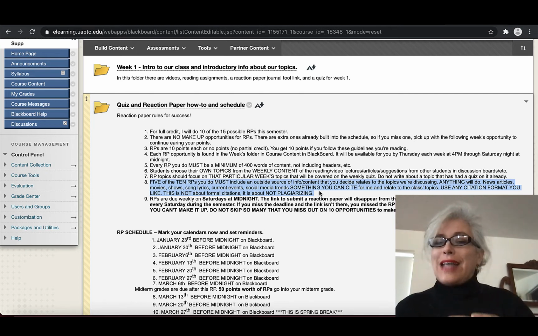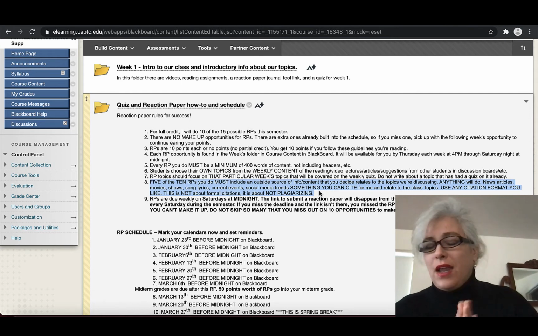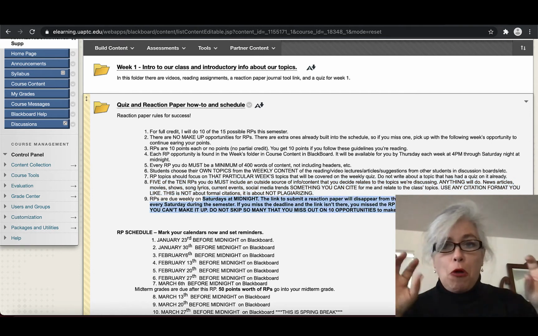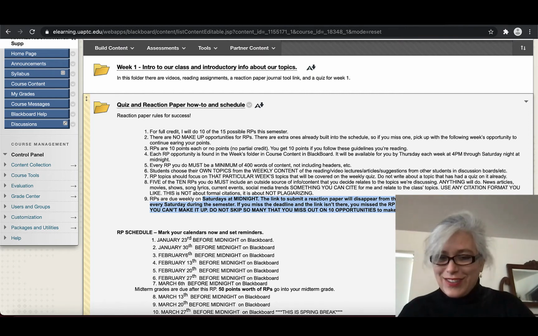And I want you to cite it, but it can be very informal. You don't have to use any kind of special citation guide, because this is not a formal paper, and you're not getting any points at all for doing citations correctly. I just want enough information in your citation so I can go and find it myself and watch it, listen to it, read it, whatever the source is. Okay, so please read that carefully. And then you already know that it's due Saturdays at midnight, and there's some other information in boldface that means you need to pay attention to it.